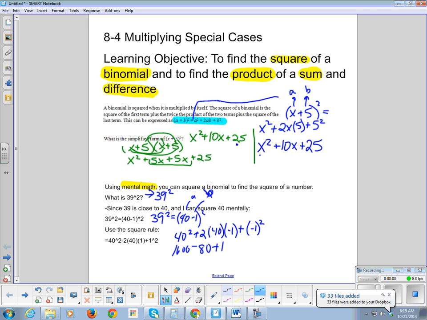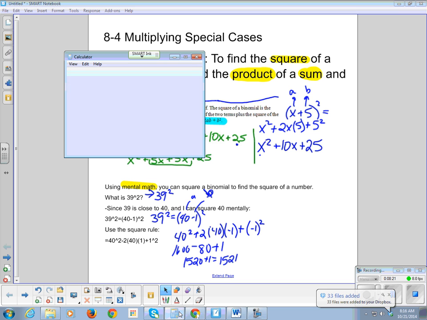And then 1600 minus 80 is 1520. 1520 plus 1. And then because my brain is tiny, like a goldfish, I feel like I should check my work.